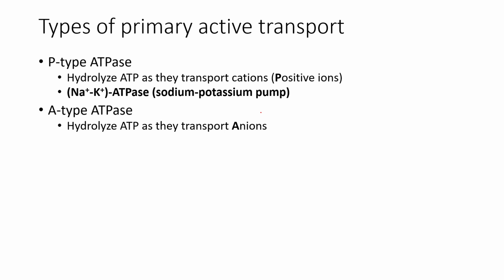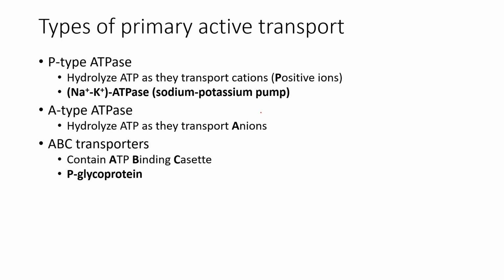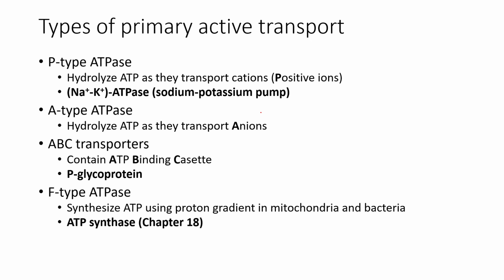Another type of ATPase is the A-type ATPase. These transporters hydrolyze ATP, but instead of moving cations, they move anions, hence the name A-type ATPase. We also have ABC transporters. These ABC transporters contain an ATP binding cassette, hence the name ABC. An example of this that we'll discuss in this lecture is called P-glycoprotein.